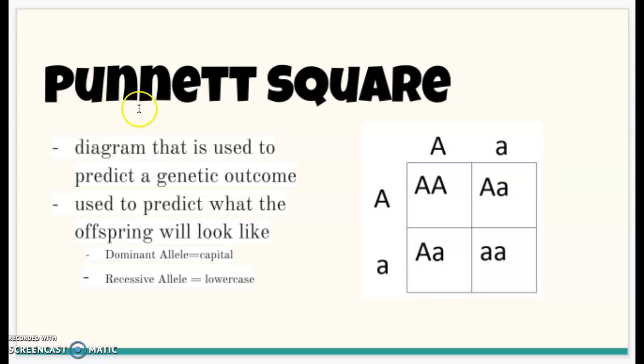A Punnett square is basically the way that we show or we can predict what something is going to look like. You give the dominant allele a capital letter, so the capital A would be dominant, and the recessive gets a lowercase letter.